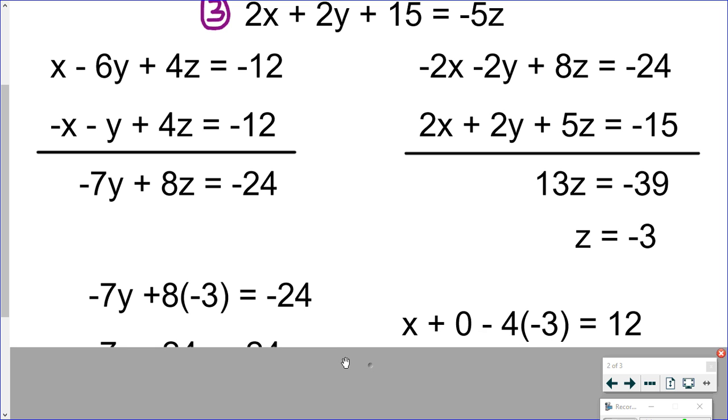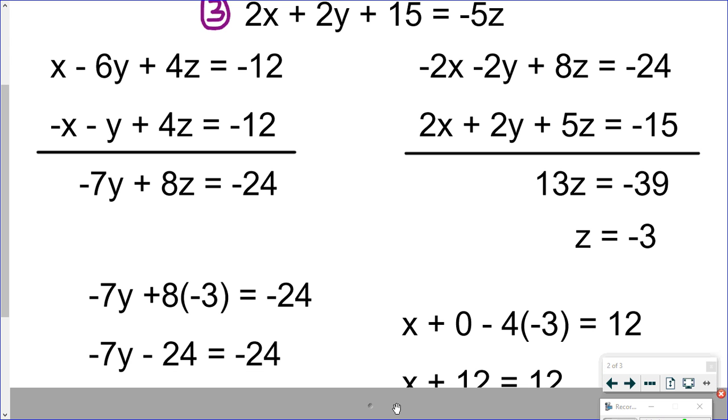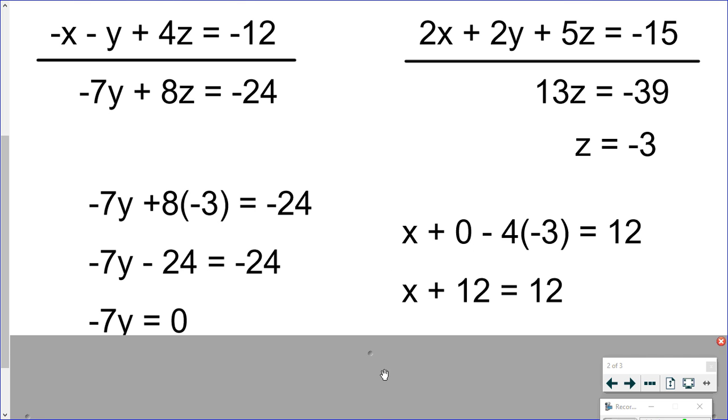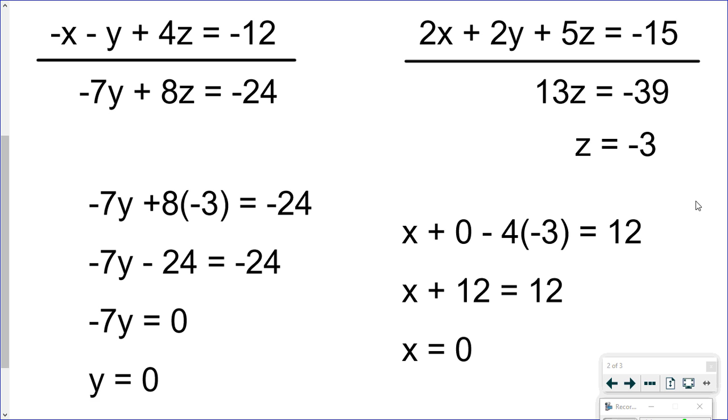And we will get -7y plus 8 times -3 equals -24, which results in -7y minus 24 equals -24. Add the 24, so we get -7y equals 0. Divide by the -7, and we get y equals 0. So we have z equals -3, y equals 0, and now we need to solve for x.